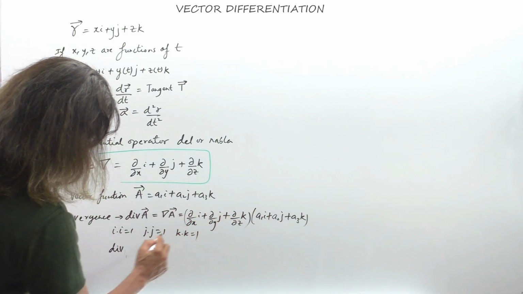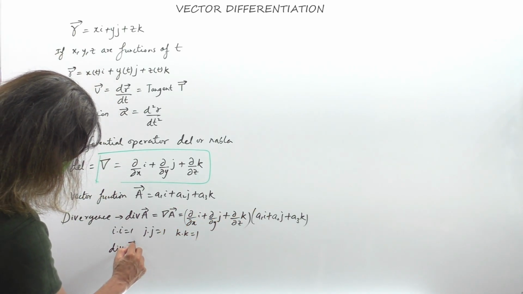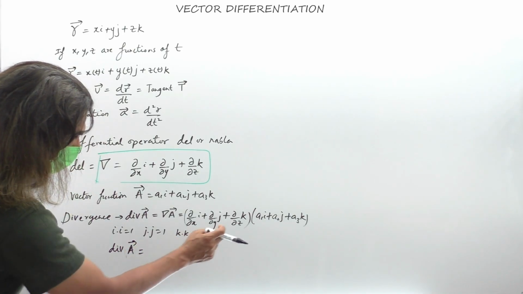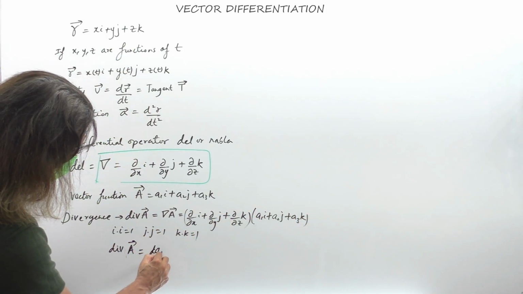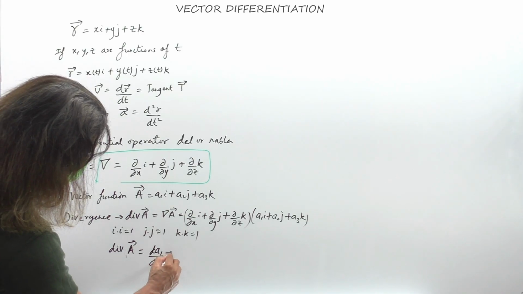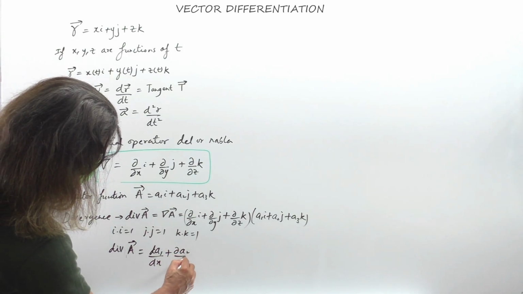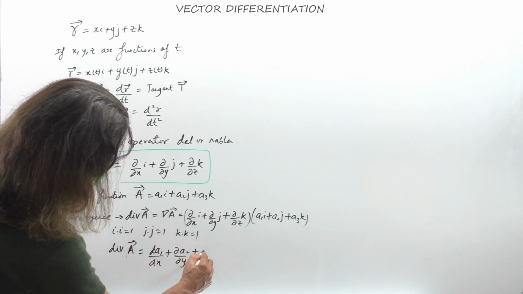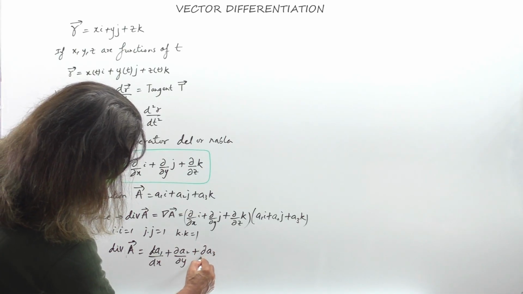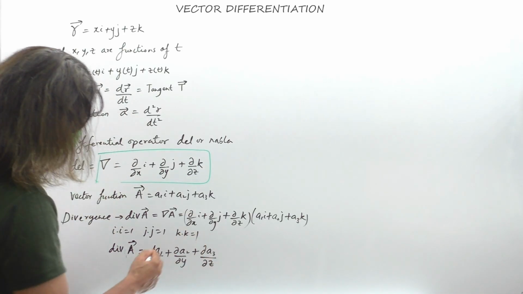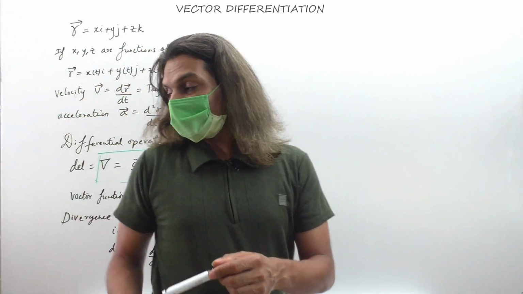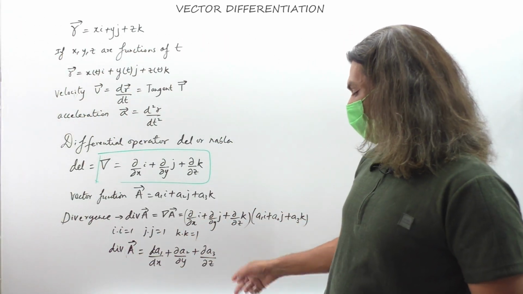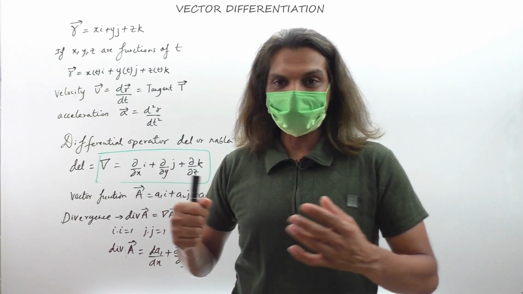I into I is 1, j into j is 1, k into k is 1. So this will become dou A1 by dou x plus dou A2 by dou y plus dou A3 by dou z. That's it. So the divergence of the vector is dou A1 by dou x plus dou A2 by dou y plus dou A3 by dou z. That's it.